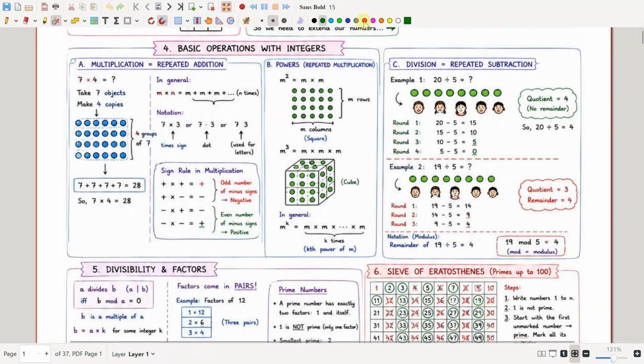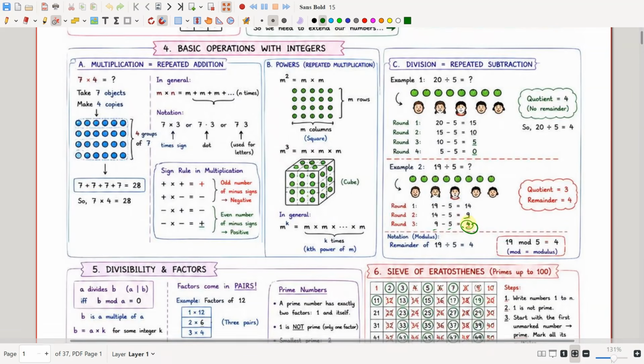Now we are going to move on to the division. So the division is repeated subtraction. See, for example, I'm going to divide 20 divided by 5, which you know the answer is 4. So I can also find the answer for this division using the repeated subtraction method, which is 20 minus 5 is 15, 15 minus 5 is 10, 10 minus 5 is 5, 5 minus 5 is 0. Okay, and see here, 19 minus 5 is 14, 14 minus 5 is 9, 9 minus 5 is 4.